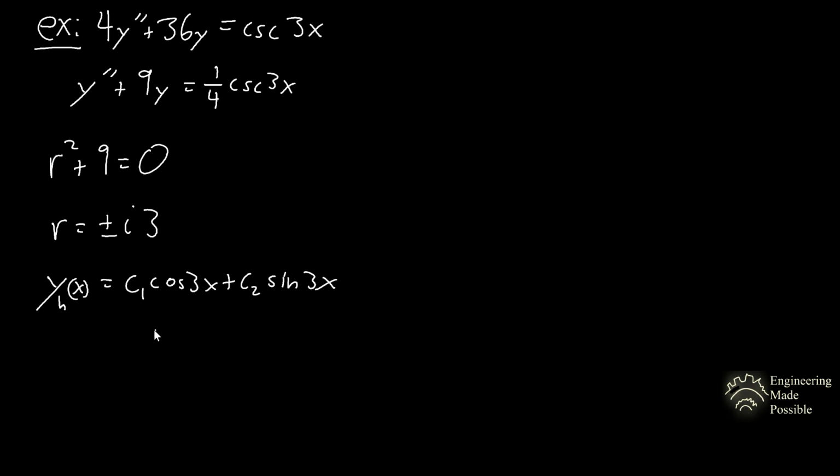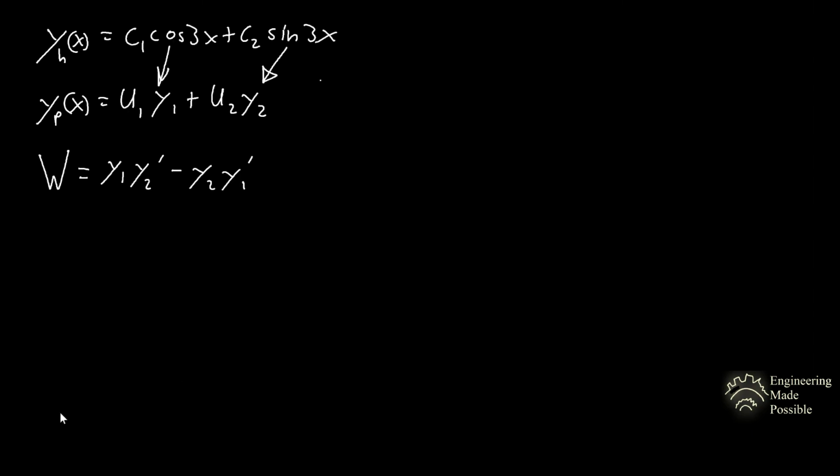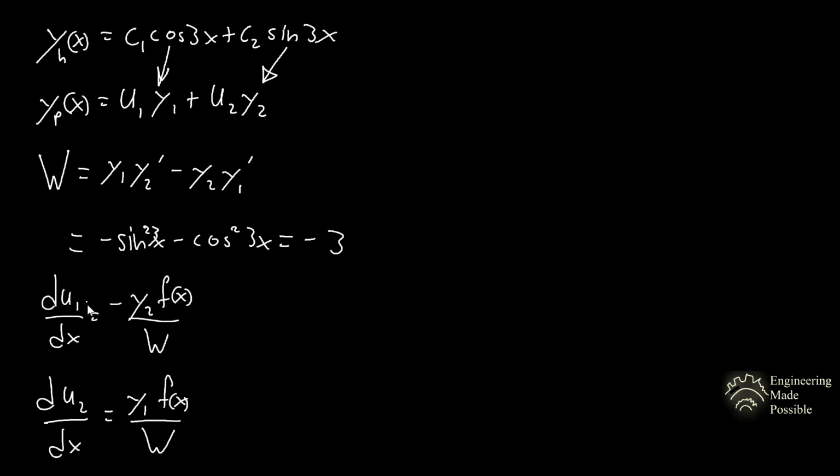Now from here, our particular solution is going to be the function u1 y1 plus u2 y2. Of course, our y1 is cosine 3x, our y2 is the sine 3x. All right, now from here we have the formulas that we previously used. First, I'm going to be solving the Wronskian. So you could go ahead and use this formula y1 times y2 prime, take away y2 times y1 prime. So the Wronskian ends up being negative sine squared 3x, take away cosine squared 3x, which is equal to, of course, negative 3.